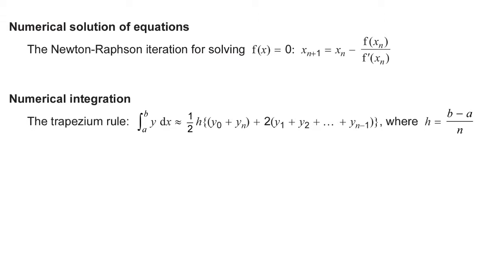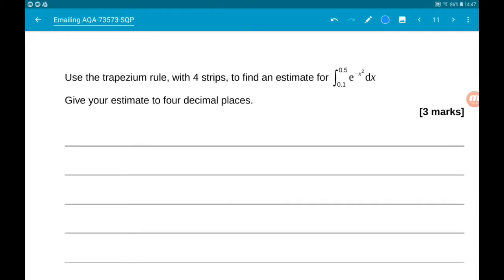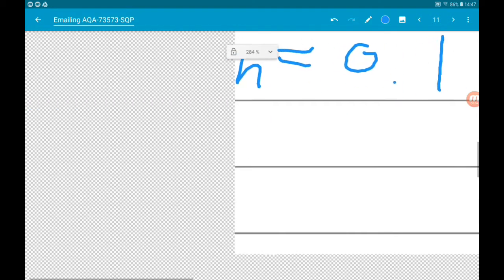Okay, so we are given the trapezium rule in the formula booklet. Here it is. So the first thing that we're going to work out is h. Now, the distance between 0.1 and 0.5 is 0.4. So h is 0.4 divided by 4. So h is 0.1.